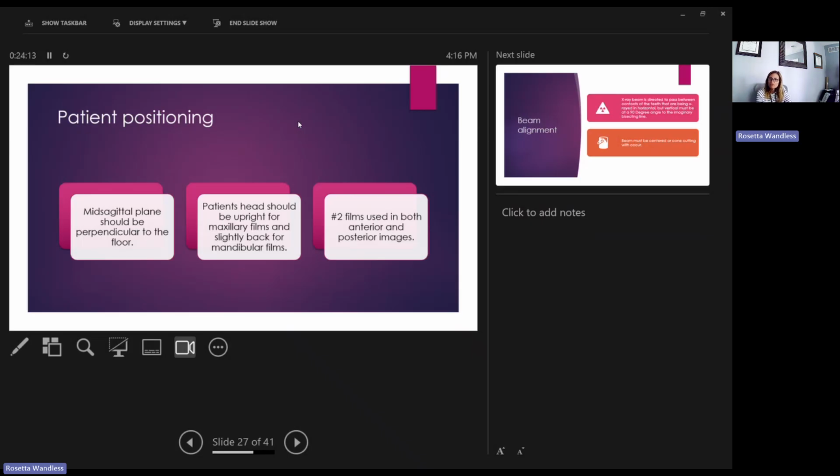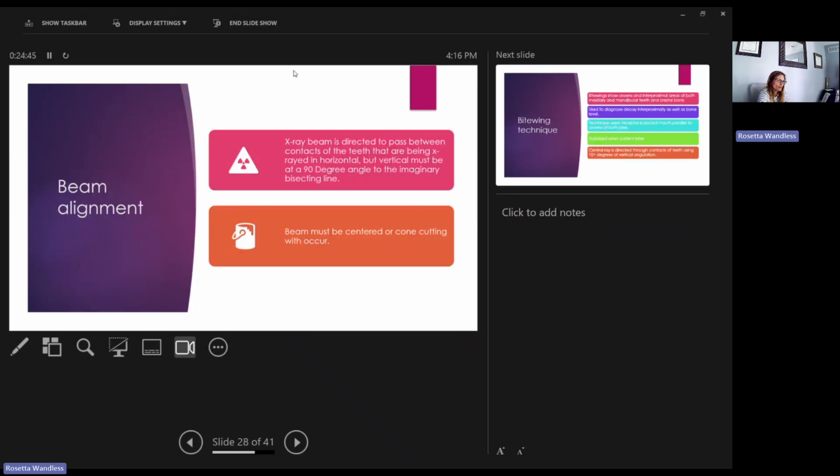Typically, we're using a number 2 film in both anterior and posterior images, but we did talk about if we're using a number 1 film, we'll need more anterior images. We're rarely going to use a size 1 film for periapicals for an adult because the film itself is too small and we won't be able to see the entire area of the tooth plus the 2 to 3 millimeters below the root. So that's why a number 2 film is recommended for adults.